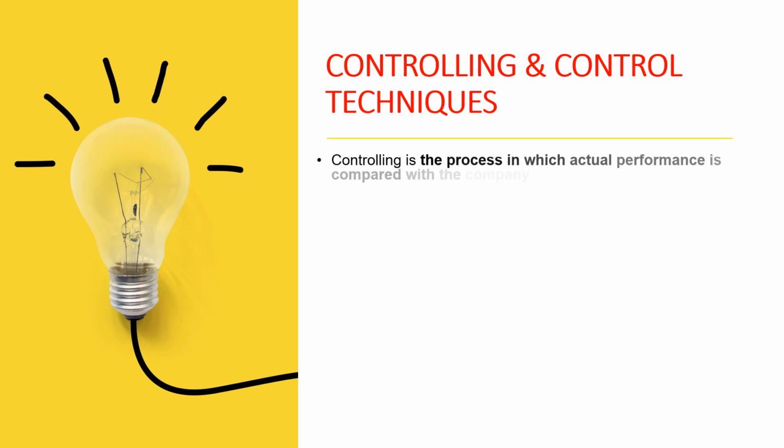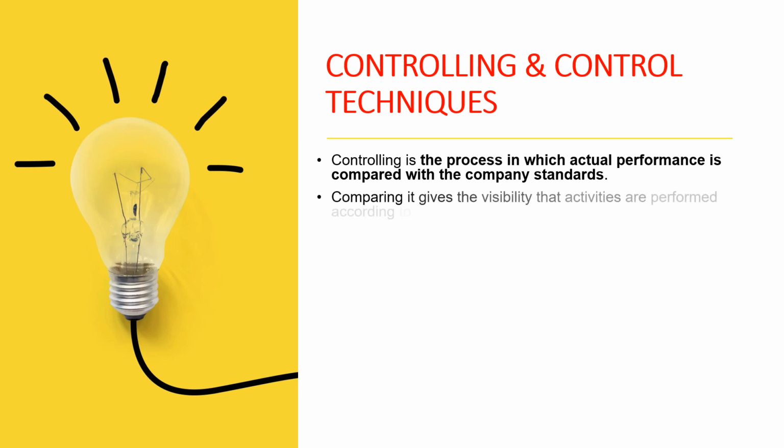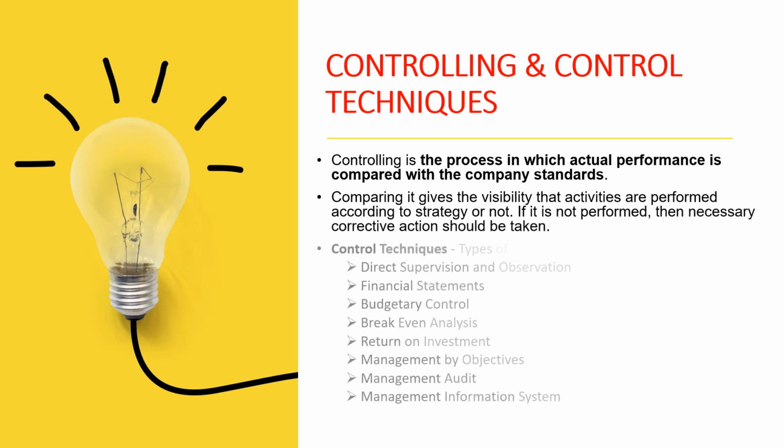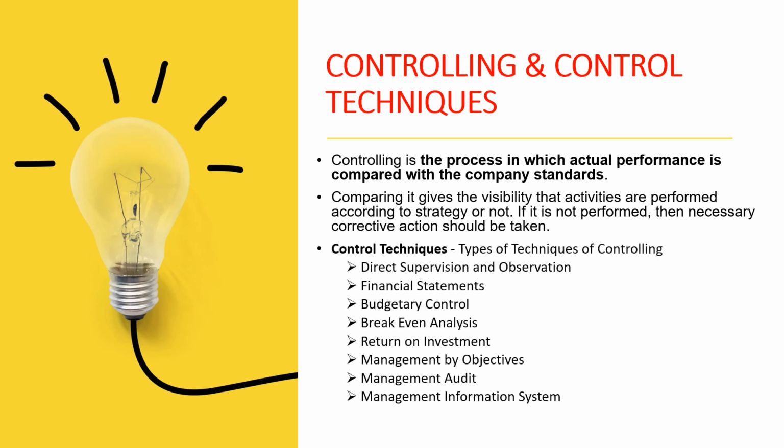Controlling is a process in which actual performance is compared with the company standards. Comparing it gives the visibility of whether activities are performed according to the strategy or not. If it is not performed, the necessary corrective action should be taken. Types of controlling techniques are: direct supervision and observation, financial statements, budgetary control, break-even analysis, return on investment, management by objective, management audit, and management information system.